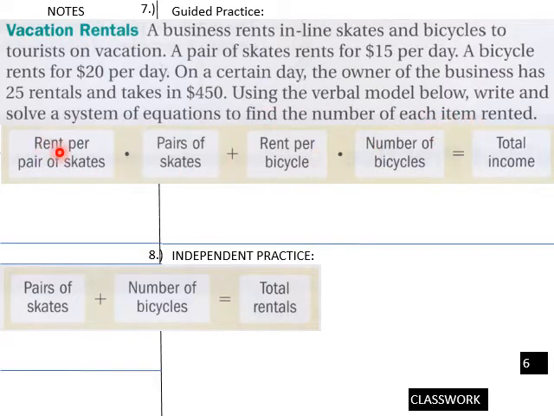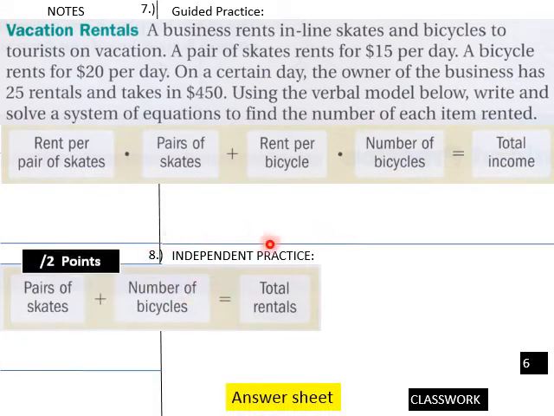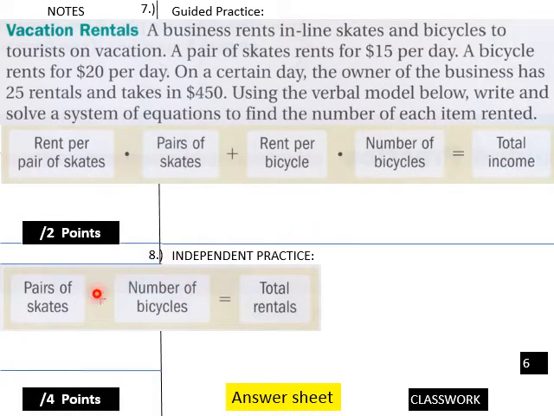So we have rent per pair of skates times number of pairs of skates plus rent per bicycle times number of bicycles equals total income. So what are we going to do to solve this here? And then down here, for your independent students, you're going to find how many skates and bicycles were rented. So we're just going to find up here the total income.